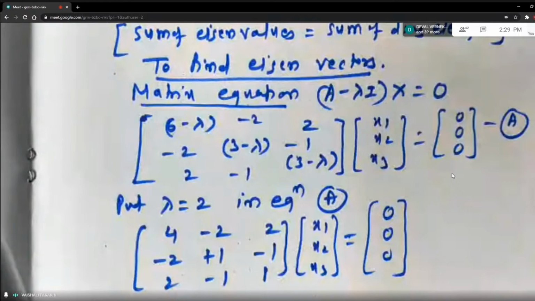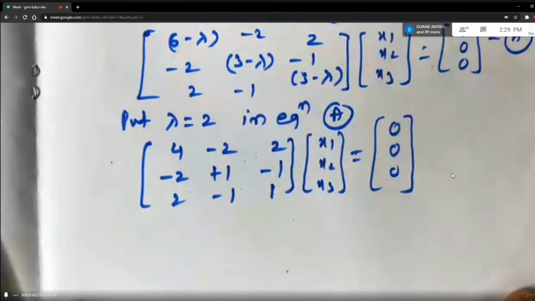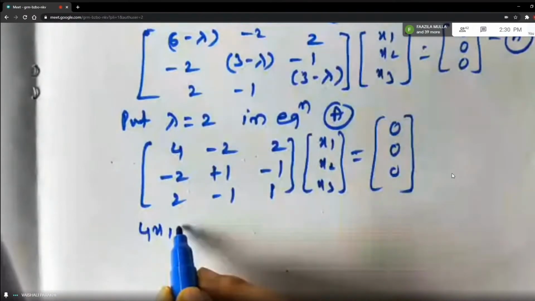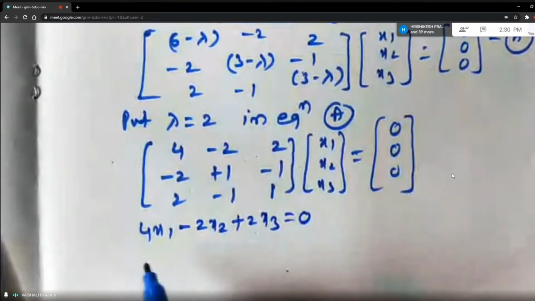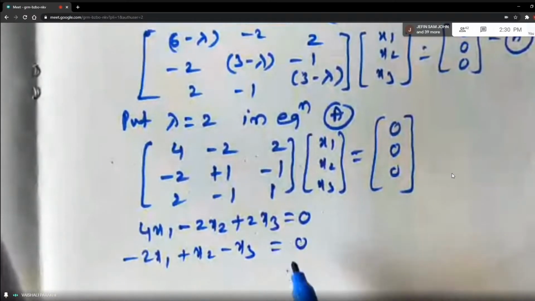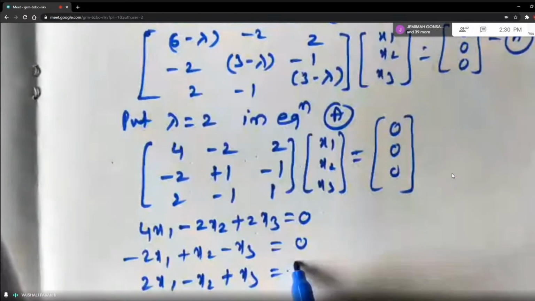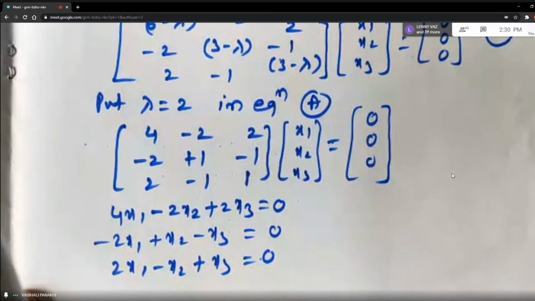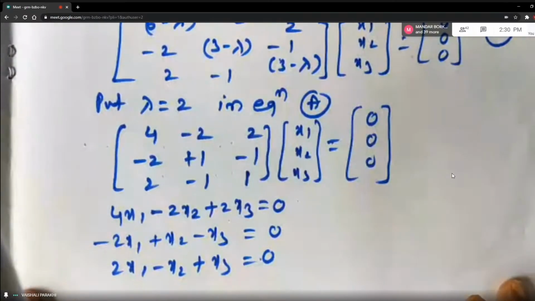Now it's time to write the equations. So what are the equations here? First row into column, so it is 4x1 minus 2x2 plus 2x3 is equal to 0. Minus 2x1 plus x2 minus x3 is equal to 0. 2x1 minus x2 plus x3 is equal to 0. Right? Now when you look at these, the equations look different. Correct?